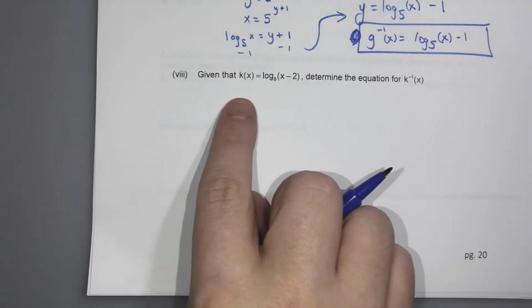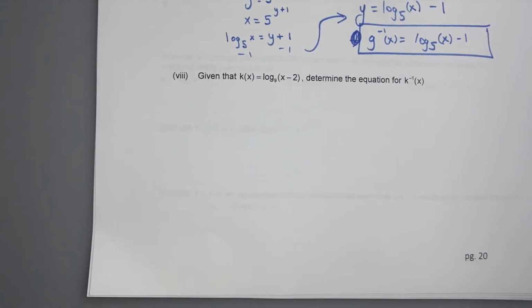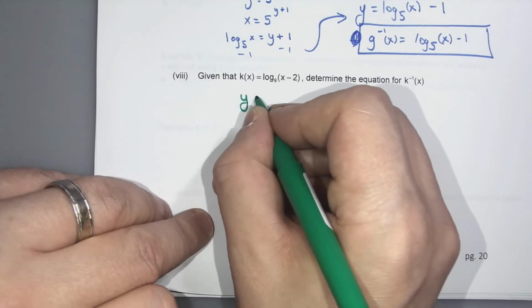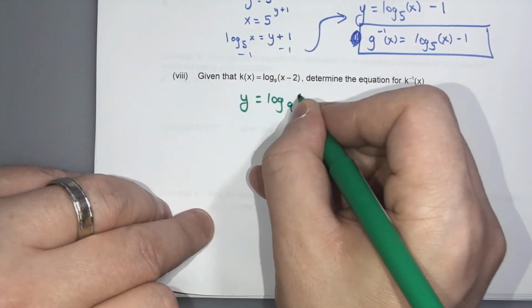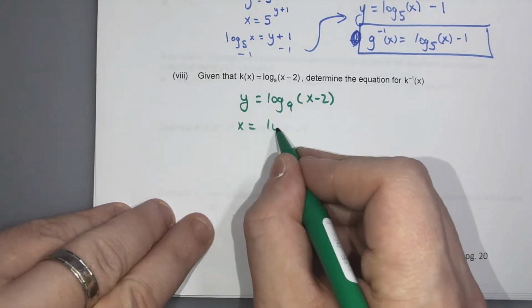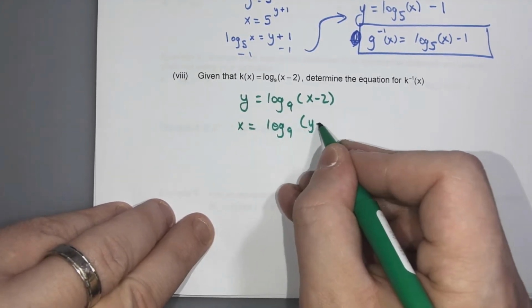Last example on this page, log base 9 of x minus 2. Log base 9 of x minus 2 would mean, and that's our k of x function, so y equals log base 9 of x, minus 2. Switch x and y. x equals log base 9 of y, minus 2.